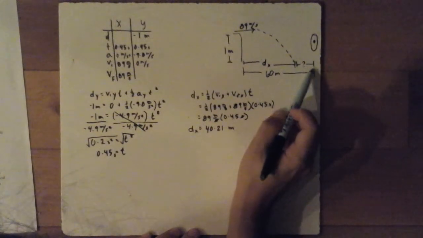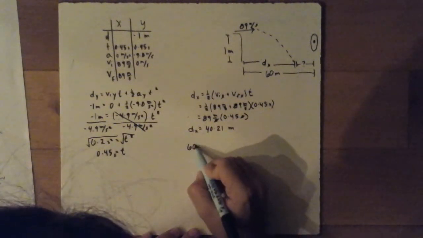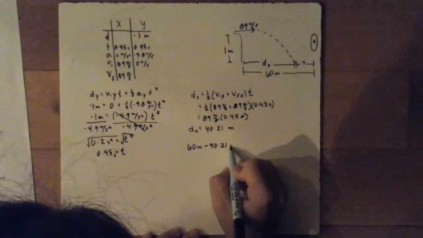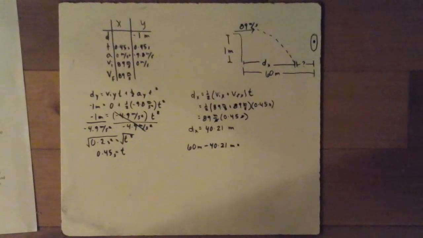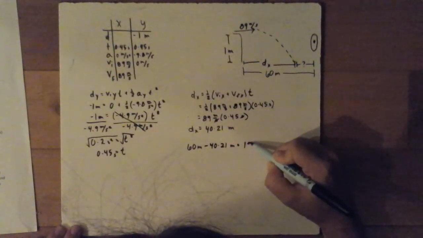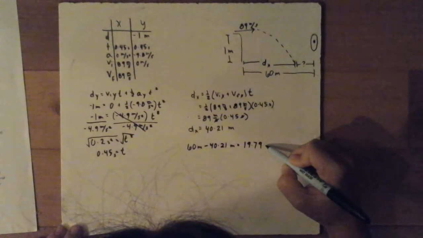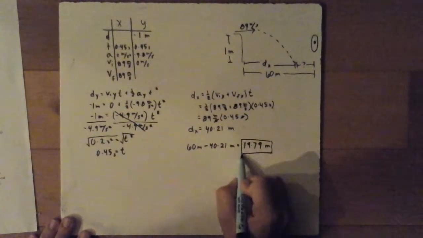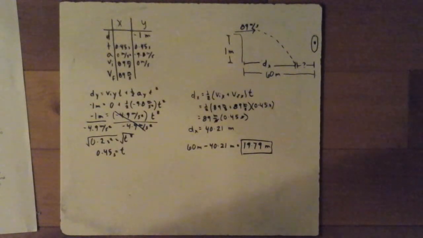The question was, how far did it land from the target? So now I'm going to say 60 meters minus 40.21 meters, which will give me 19.79 meters from the target. So that will be our answer to number 6. I've seen a few different answers just by a little bit, probably just because of rounding. So if you got somewhere in this 19 range, you're fine on number 6.